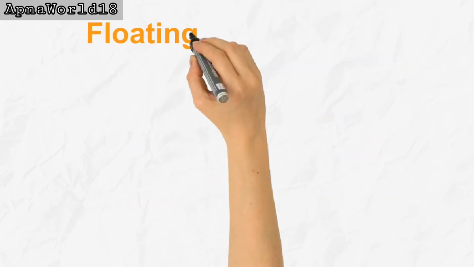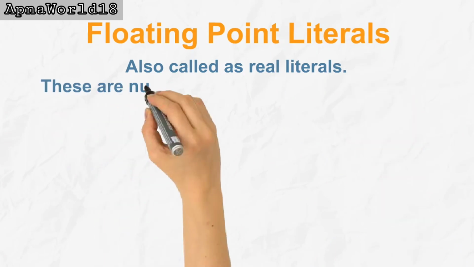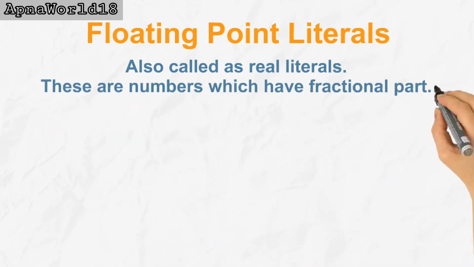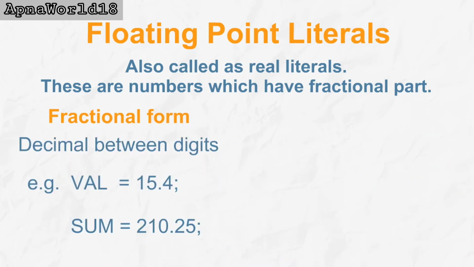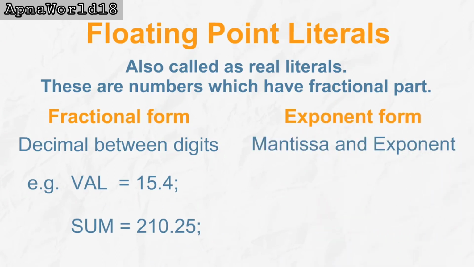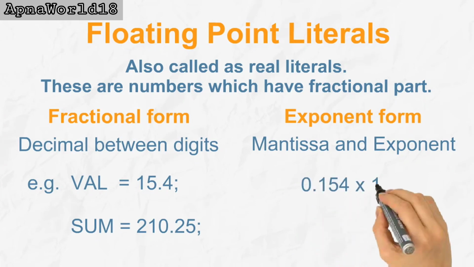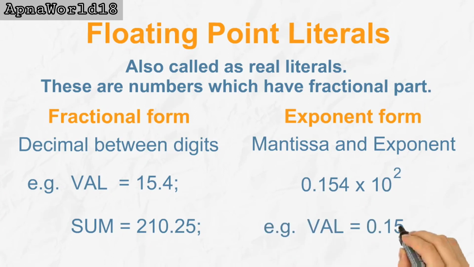Next are floating point literals, also called real literals. These are numbers which have a fractional part. They can be written in fractional form, where there is a decimal between the digits, or they can be written in exponent form, where there are 2 parts, mantissa and exponent. For example, 15.4 can be written as 0.154 into 10 raised to the power of 2, where mantissa is 0.154 and exponent is 2.